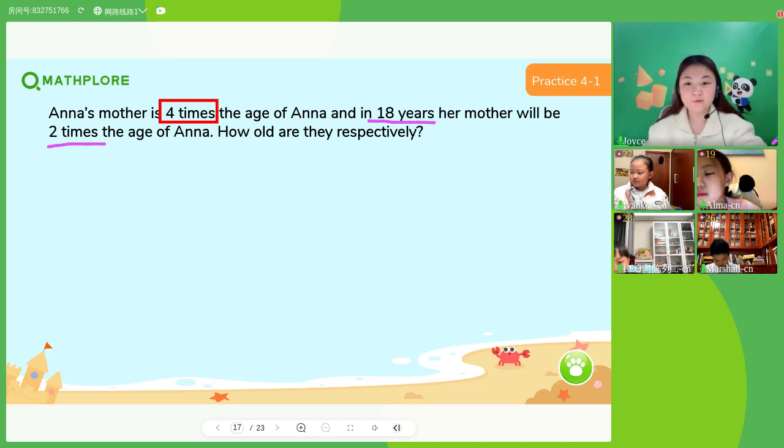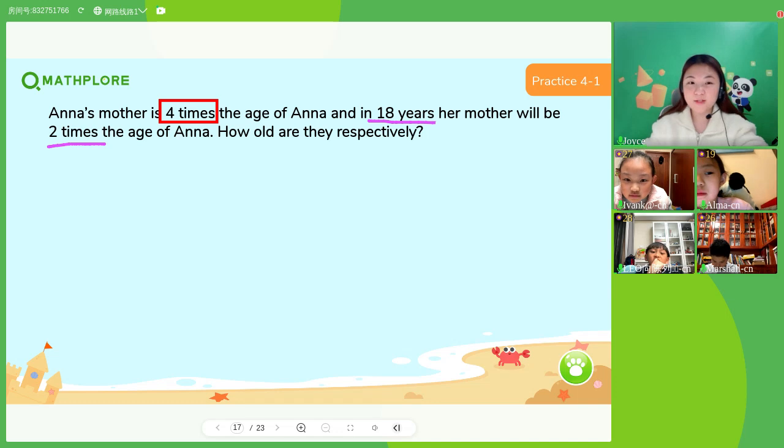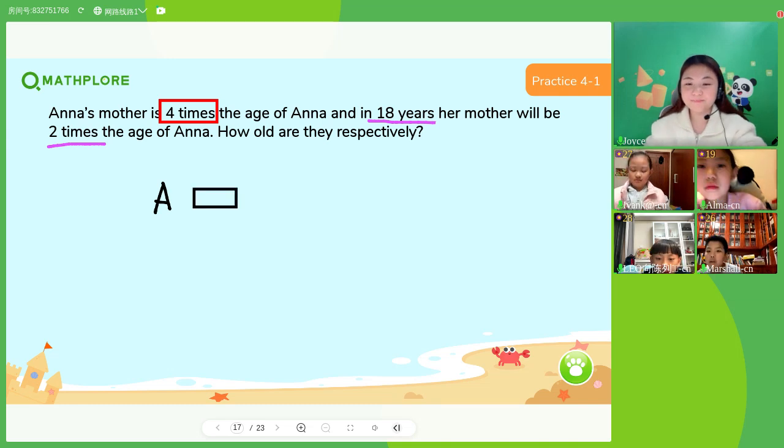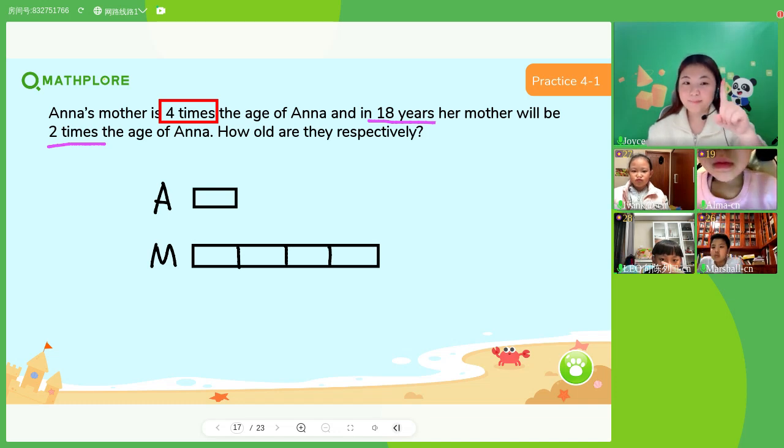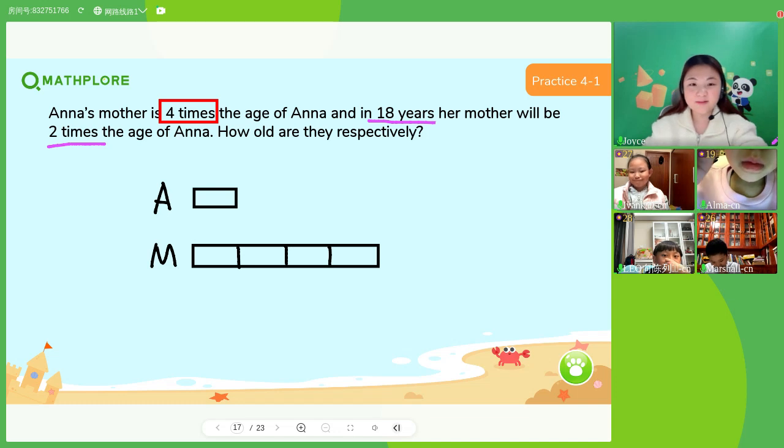So look, everyone, let's draw models together. If you have a piece of paper, you can draw on your own paper, okay? So originally, we know Anna's mother is 4 times the age of Anna. So we draw 1 segment for Anna, right? And how many segments for her mother? Mother is 4 times. Yeah, 4 times. So we draw 4 equal segments for the mother, right? That's step 1. But now we have some changes in 18 years, everyone. So we need to plus 18 for both of them, right?